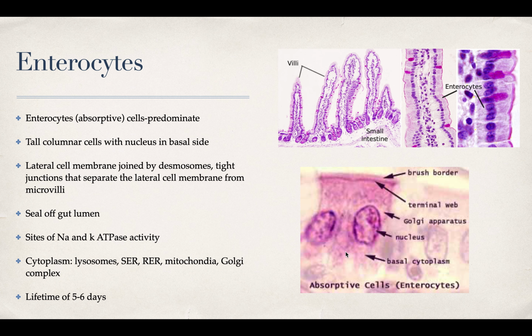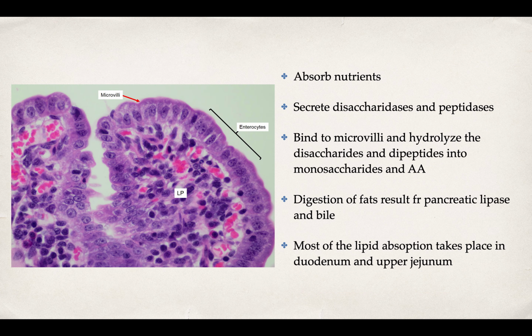It's a really blurry cell, but here you can see there's a brush border, and right below is the terminal web. You can't really see the Golgi apparatus, but here's the nucleus. Here's the basal cytoplasm. And they only survive about 5 to 6 days.